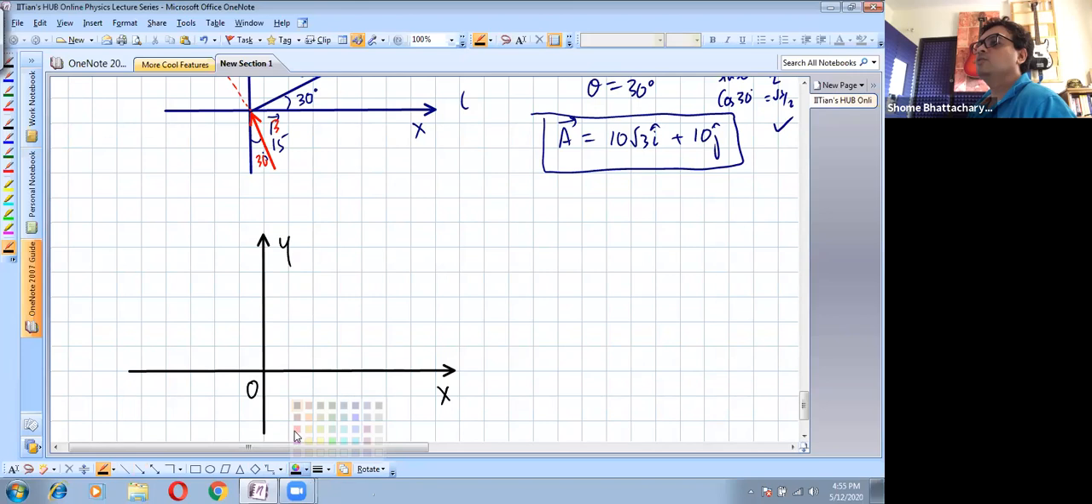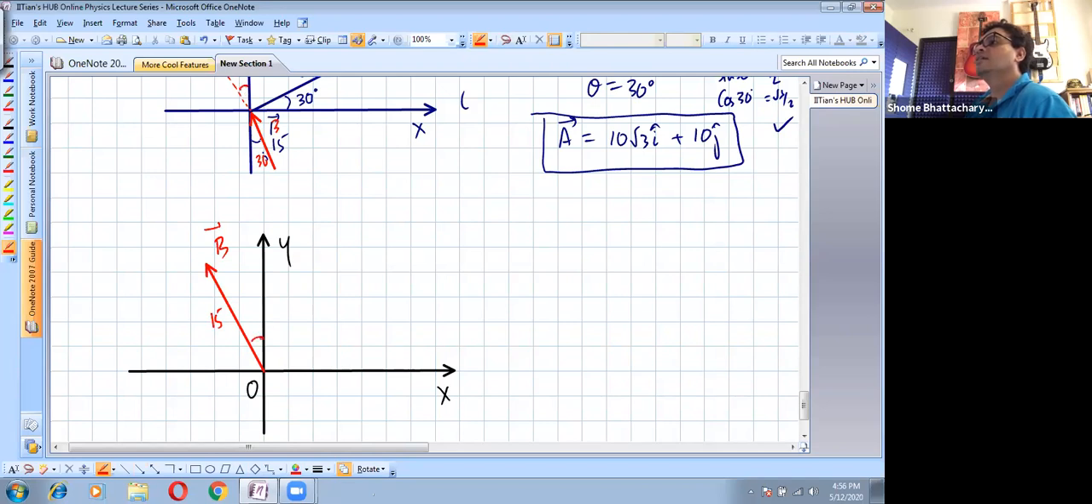So if I do that over here, I just pick up this vector and place it at the origin over here. So this vector looks like this. I'm making it slightly bigger, but basically it's the same as this. It's of magnitude 15. This is the vector B. Now see, this angle was 30, so over here, this angle should be 30.